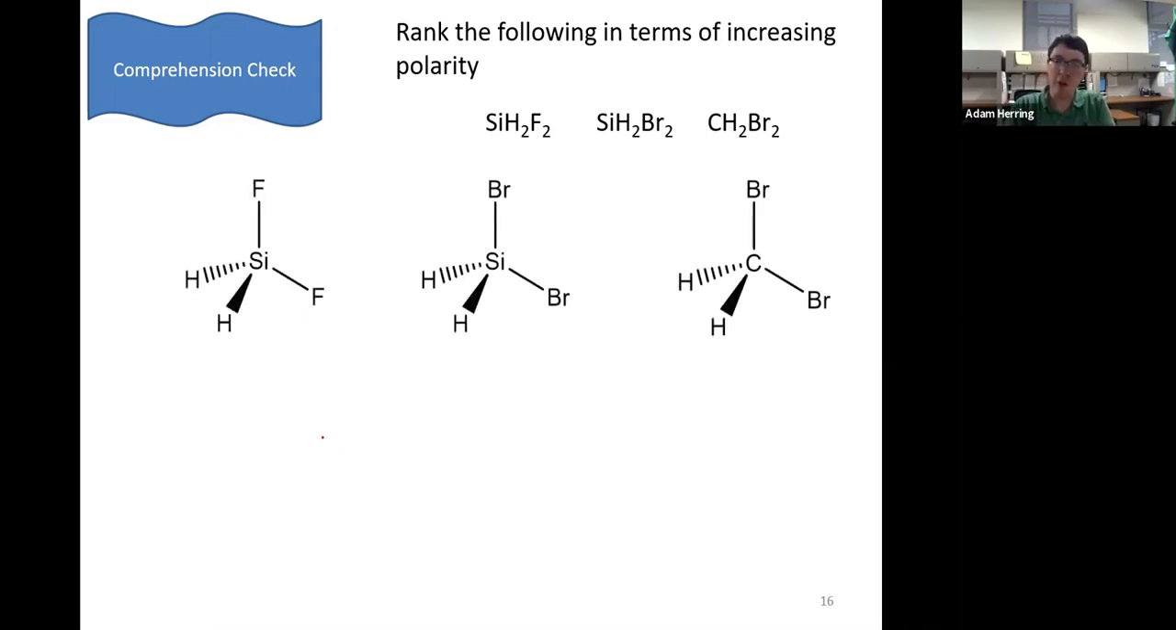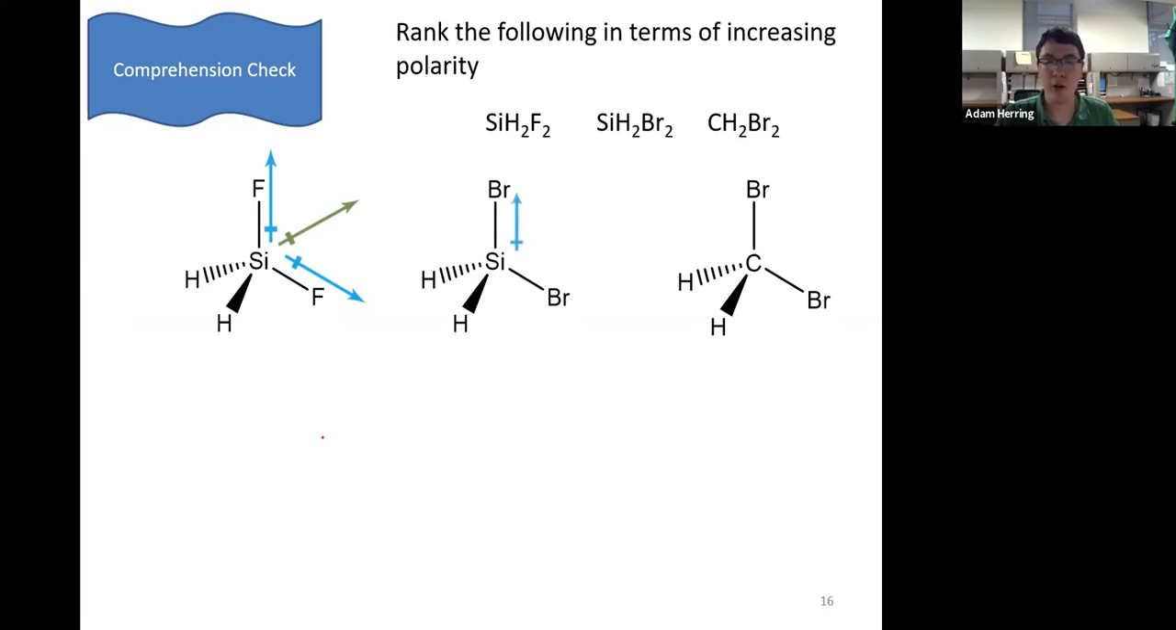So we have three molecules, each of which is a tetrahedral electron domain geometry and a tetrahedral molecular geometry. The difference is what the central atom is and what the central atom is bound to. So if we draw in the bond dipoles, we see a very strong bond dipole between the silicon and the fluorine. And so its net dipole is very strong, pointing towards the fluorine away from the hydrogen and the silicon.